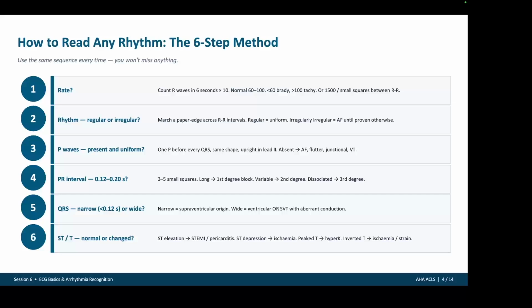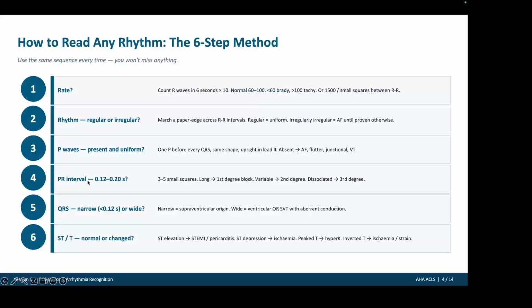Next is rhythm, whether it is regular or irregular. The RR interval is again used: if the RR interval is uniform, that is regular. If it is not uniform, then it is irregular. If it is irregularly irregular, the most prominent single rhythm that is characteristic of an irregularly irregular rhythm is atrial fibrillation. Next is P waves, whether they are present or absent. If present, it can be normal or any other abnormal rhythm. But if it is not present, then it may be due to atrial fibrillation or atrial flutter or junctional rhythm or ventricular tachyarrhythmia as well.